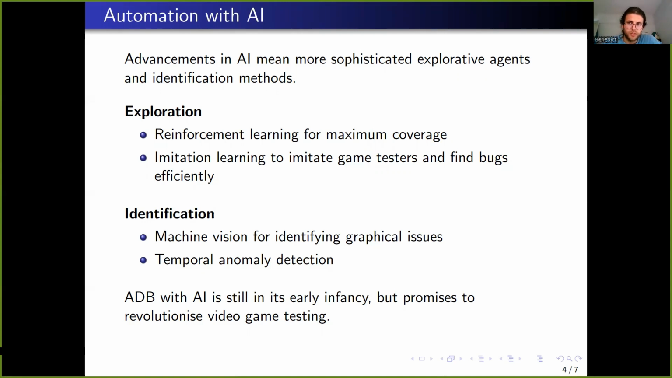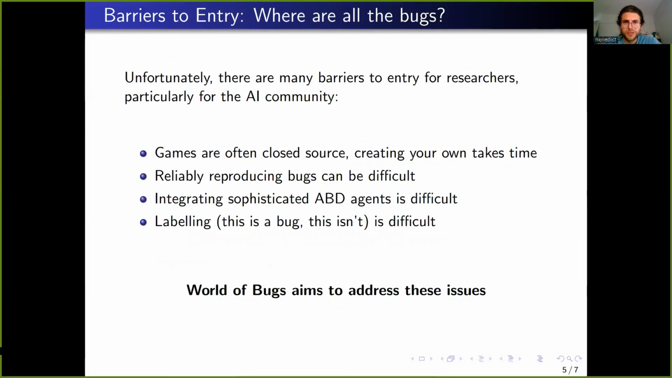There are some pretty clear advantages from automating this. So where does our work fit in all this? Unfortunately, there are many barriers to entry for researchers, particularly for the AI community. Games are often closed source, so you need to make your own game, which I've found myself doing essentially, and that's how this platform has come about. And this takes loads of time.